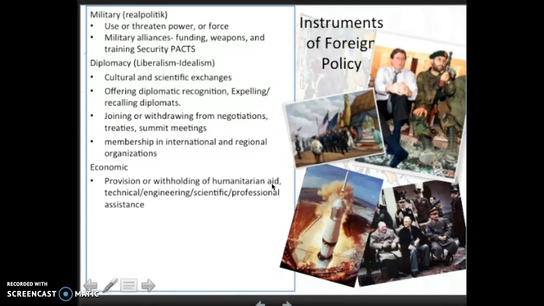Economic tools. One thing that you could also do as an economic tool is to withhold humanitarian aid, whether that's technical, engineering, scientific, or professional assistance, medical assistance, assistance with food. If somebody isn't complying or they're not treating your country fairly, or they're not treating you fairly with trade, or they're threatening the national security of the United States, you can pull humanitarian assistance.